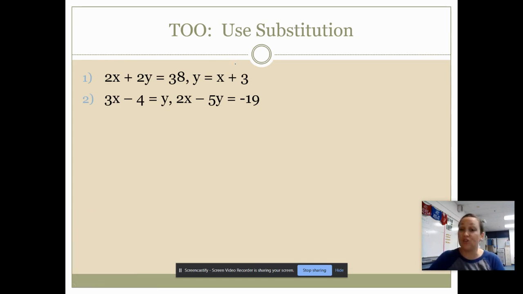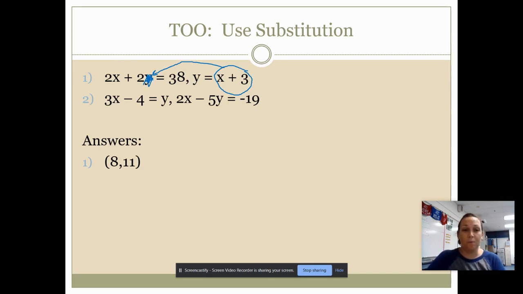I'm going to go ahead and show you what you should have substituted. So in the first problem, you should have taken the x plus 3. You should have put it where this y was. So you're scratching out this y and putting an x plus 3 there instead. The final answer for the first problem is 8, 11. That means I got 8 for the x and 11 for the y.